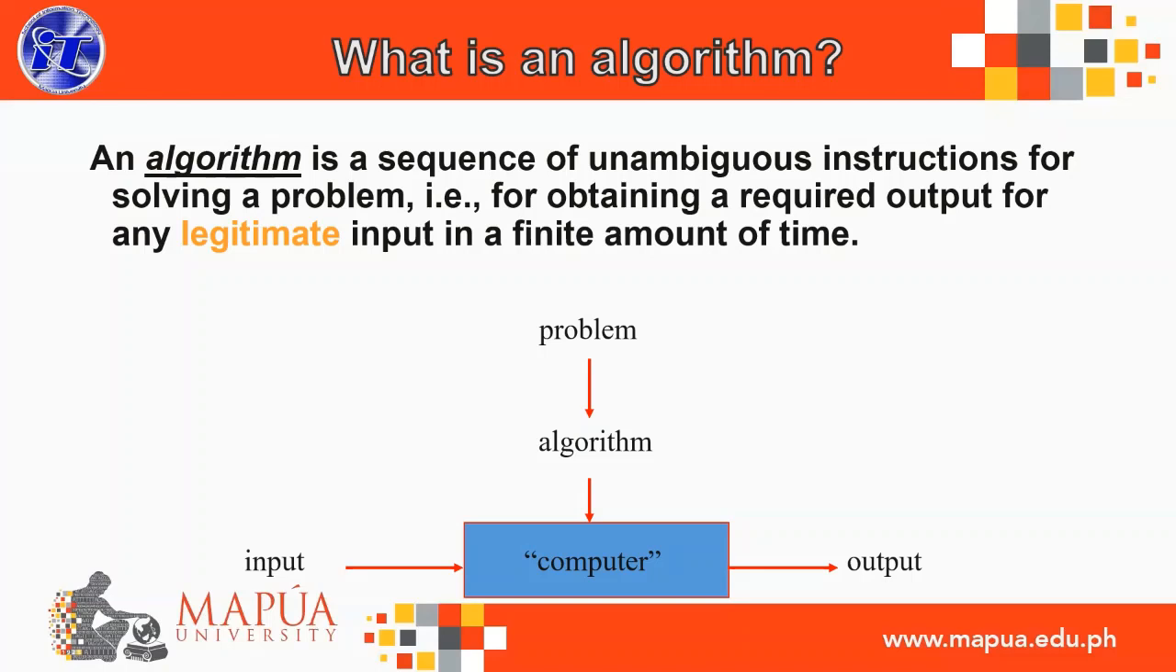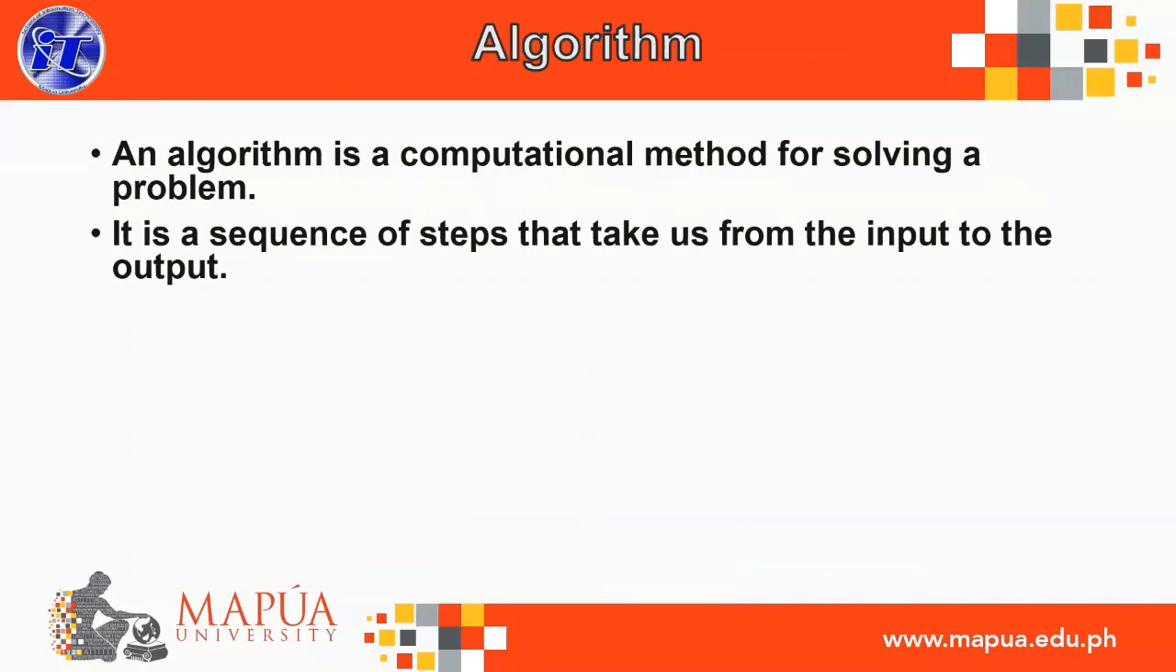Okay, and finite amount of time. It should give us an output based on the specification of the user, not too long in giving us an output. It should be based on the time needed by the user. So another definition for algorithm based on other sources: an algorithm is a computational method for solving a problem. It is a sequence of steps that take us from the input to the output. Again, steps or procedures that convert input to output to solve problems. That is an algorithm.